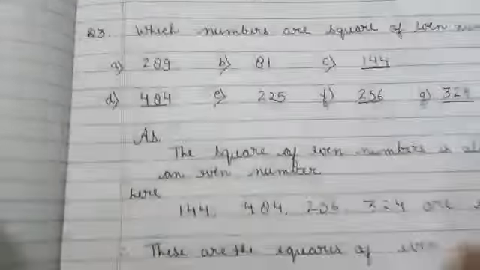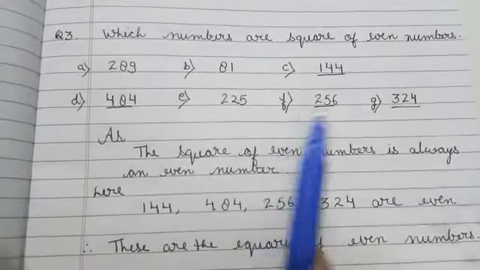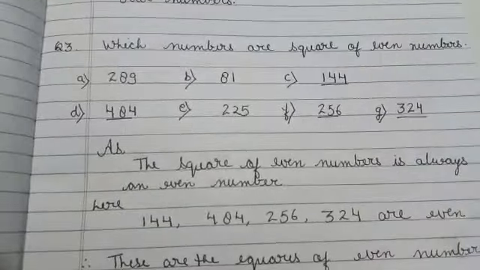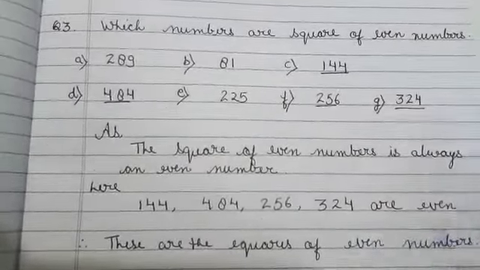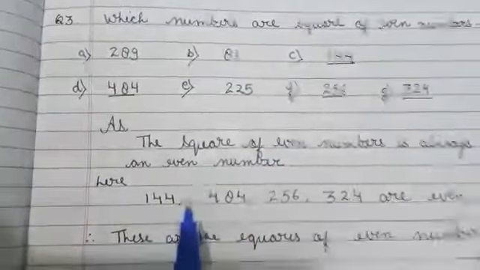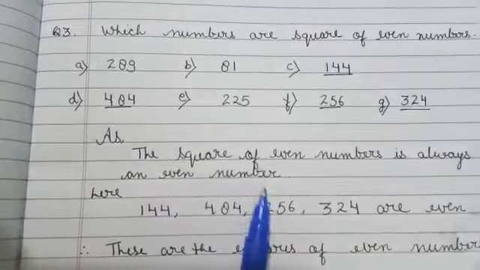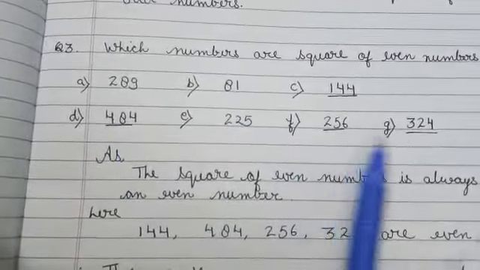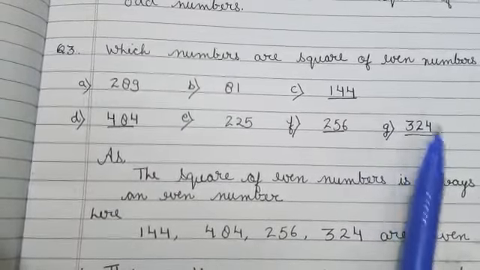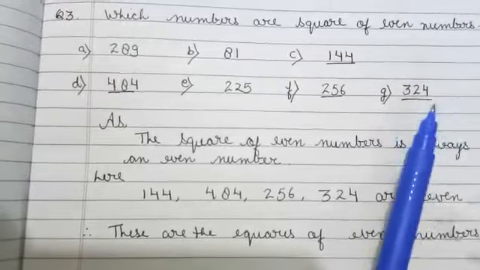The same way we have done the question number 3. In this you have to tell which numbers are square of even numbers. अब even number के कौन-कौन से squares हो सकते हैं? वही हो सकते हैं जो आपके इसमें से even है, क्योंकि even number की भी यही property है. The square of even numbers is always an even number. तो कौन-कौन से squares even है? 144, 484, 256 and 324. It means these 4 are the even numbers. So these 4 may be the squares of the even numbers.